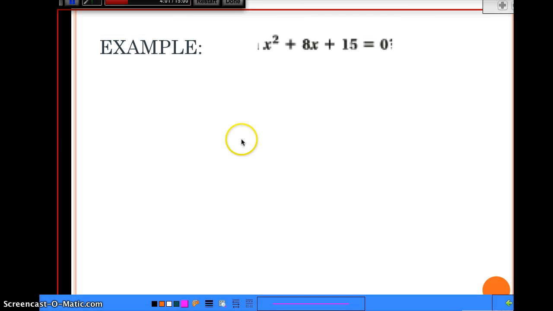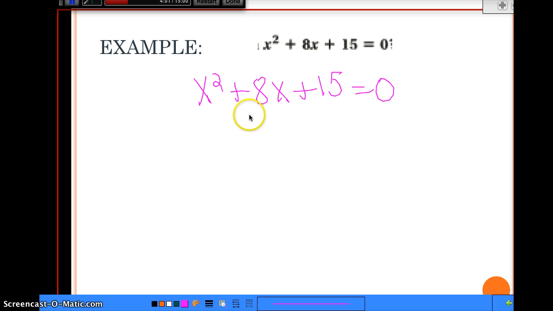Alright, so you've copied that strategy down. Let's go ahead and look at this question. I'm going to rewrite it: x squared plus 8x plus 15 is equal to 0. First thing you want to make sure, as you wrote down in your strategy, is that you've set it equal to 0.